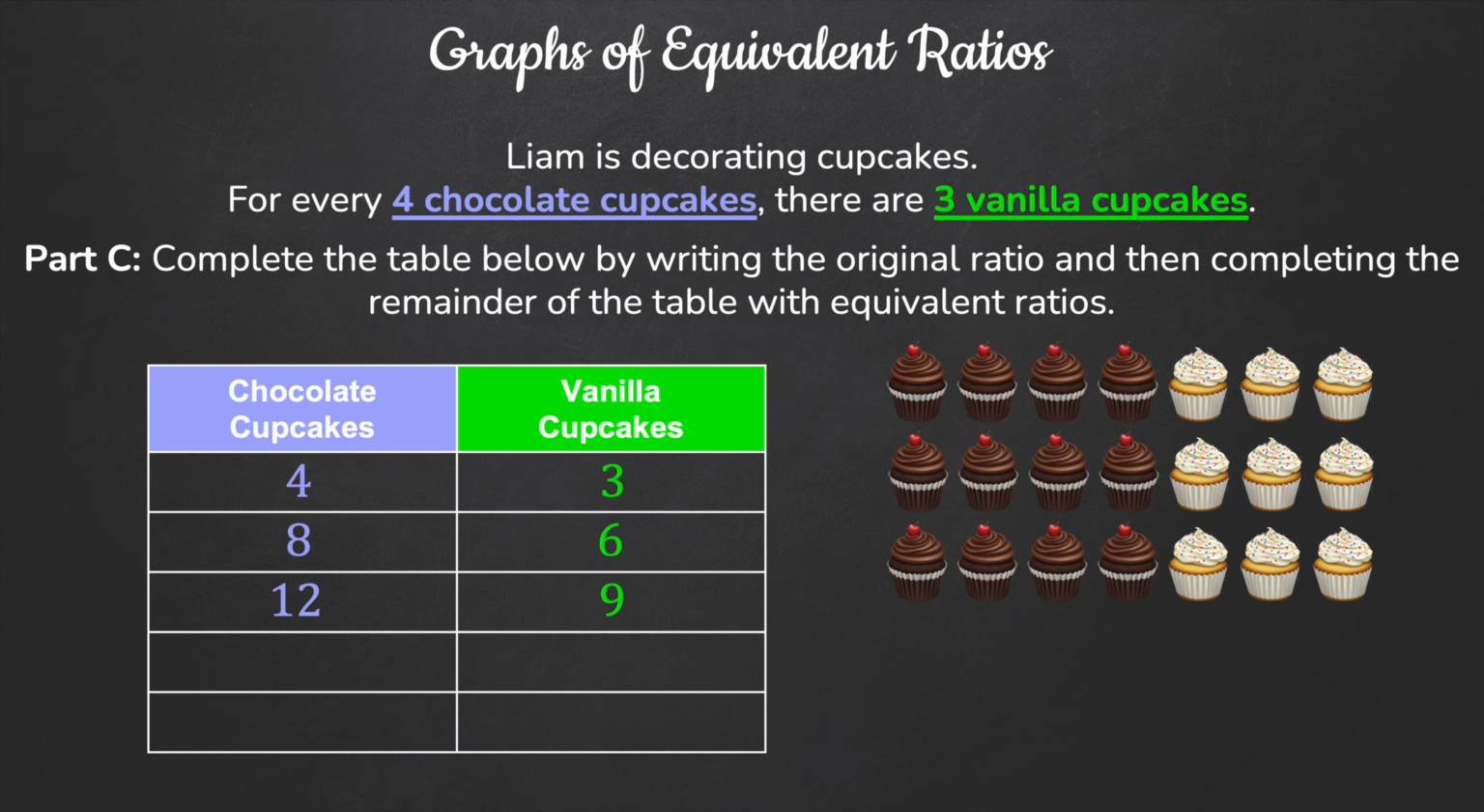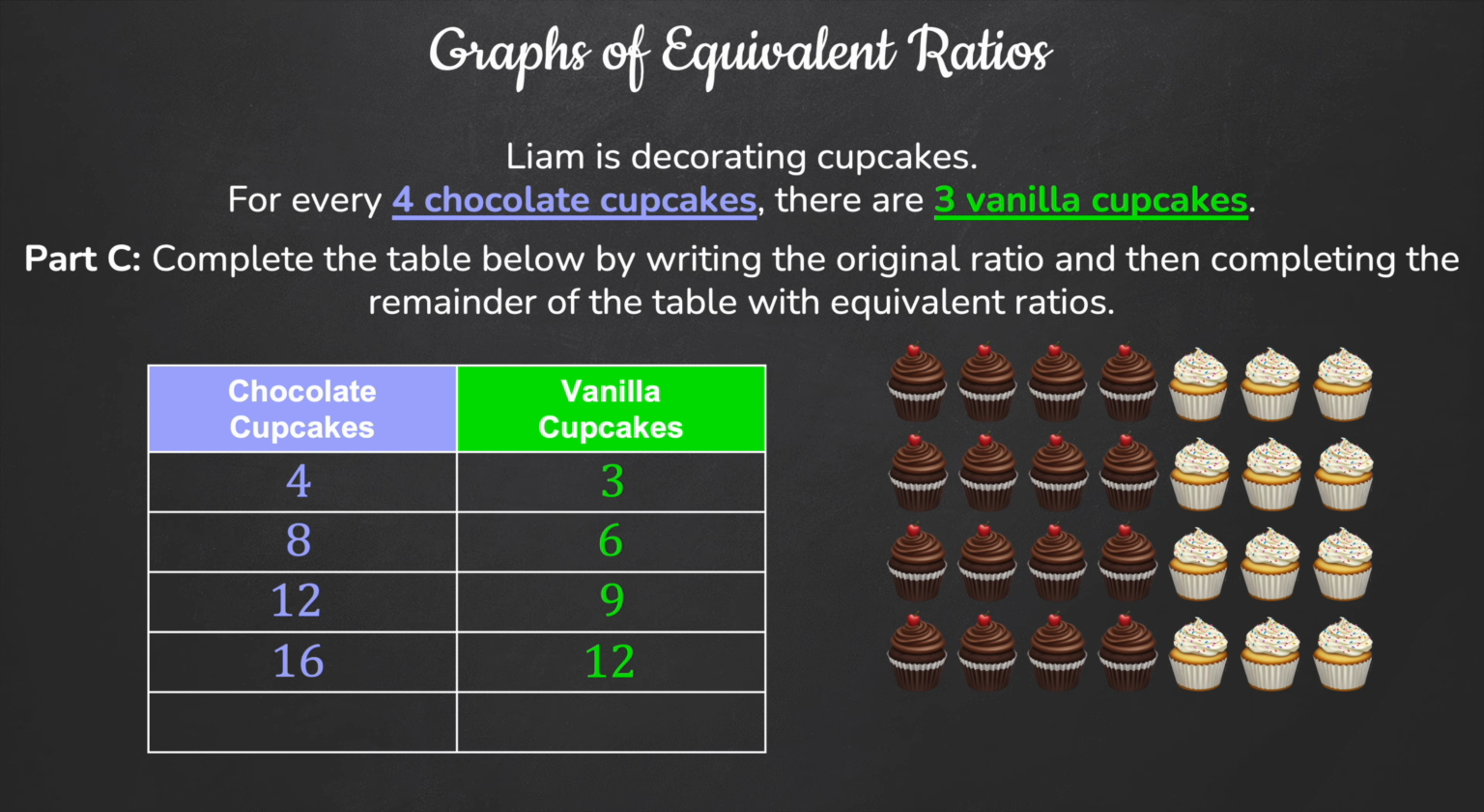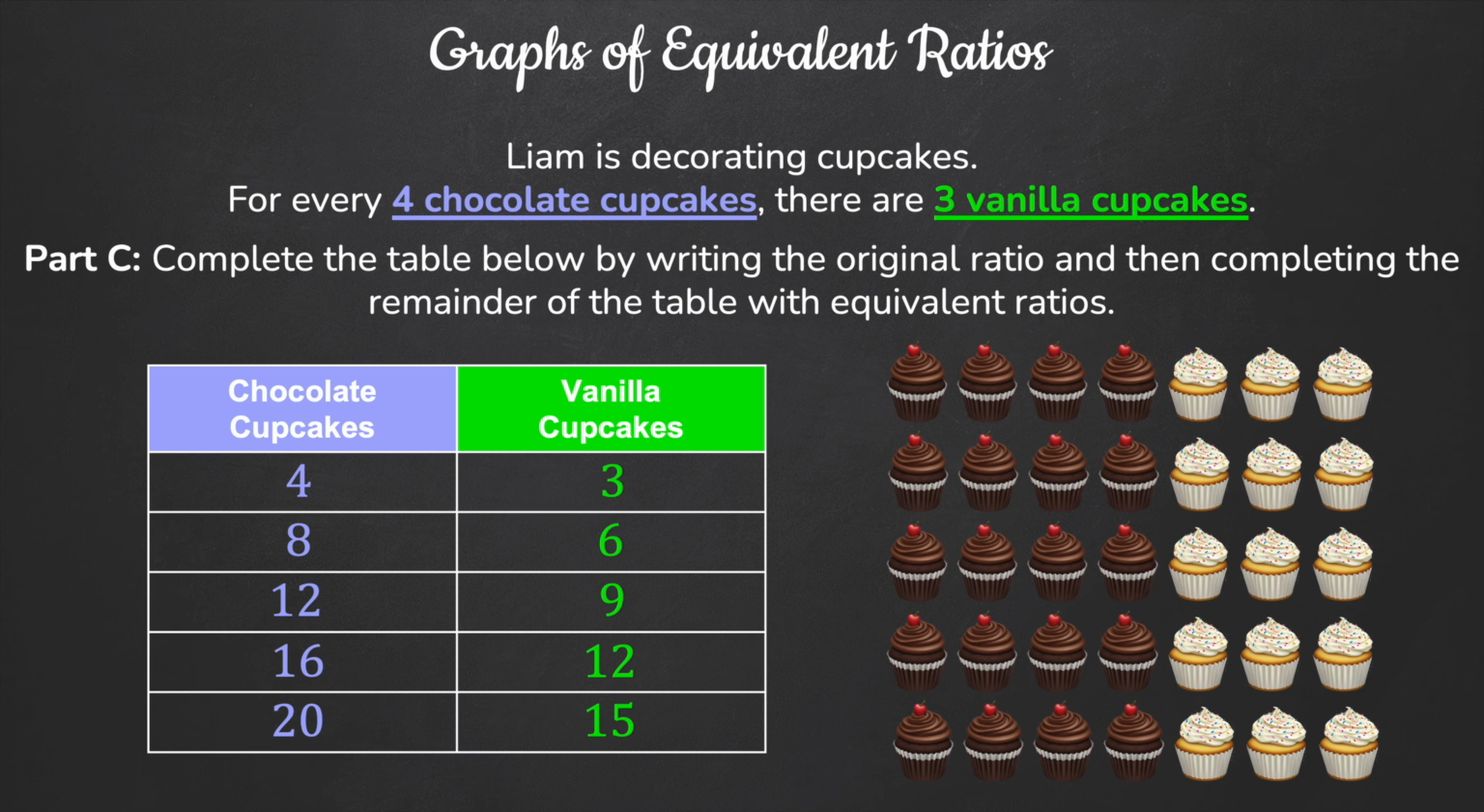And notice in our table, there's a pattern. The chocolate cupcakes increases by 4 every time the vanilla cupcakes increases by 3 to maintain that ratio of 4 to 3. Then if we take the original ratio and quadruple that, so we multiply by 4, we get 16 chocolate cupcakes and 12 vanilla cupcakes. Then if we take our original ratio and multiply by 5, we get 20 chocolate cupcakes and 15 vanilla cupcakes.